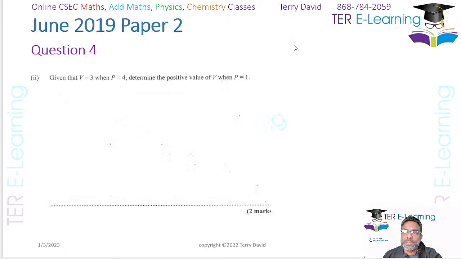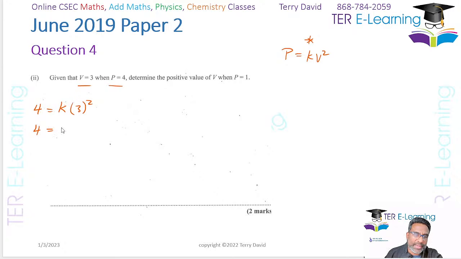Now, let me just write down what the formula is. P is equal to KV squared. Now, in all variation questions, we have to work out what this K is. And normally they will give us information to allow us to do that. So if you notice, they said V is 3 and P is 4. So I'm going to substitute those two numbers in order to figure out what K is. So P is 4, equal to K multiplied by V squared. Now in this case here, V is 3. So this is going to be 3 squared.